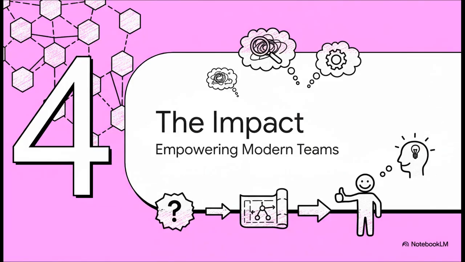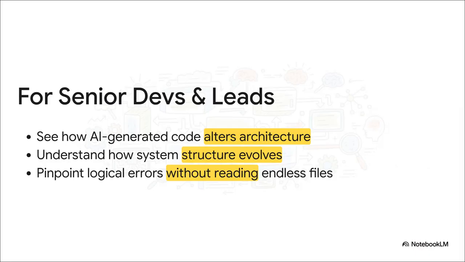So what does all this mean in the real world? I mean, a tool is only as good as the problems it actually solves. So let's take a look at who really benefits from having this new layer of perception. Okay, if you're a tech lead or a senior architect, this is basically your new command center. You can finally see the architectural impact of all that AI-generated code, and you can see it in real time. You can spot potential design flaws and logical errors way before they get baked into the system for good.